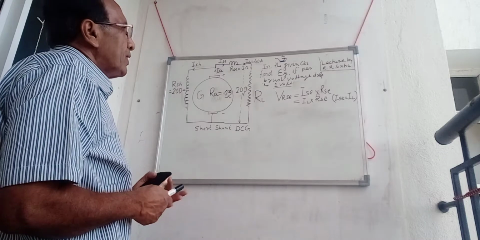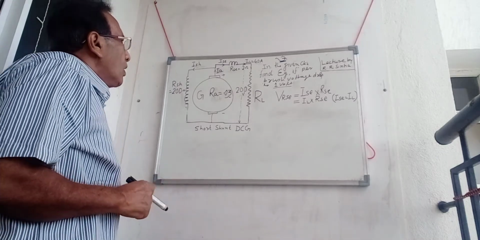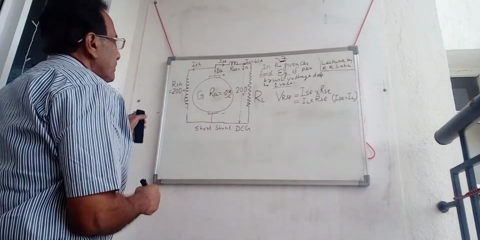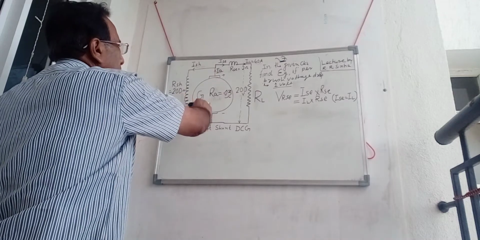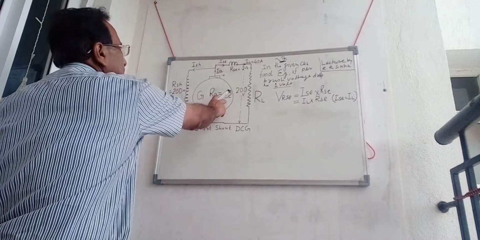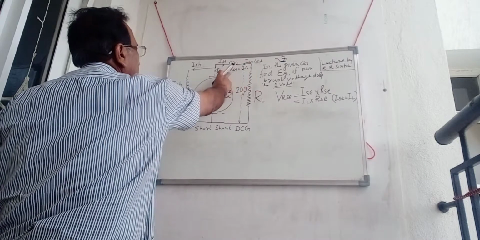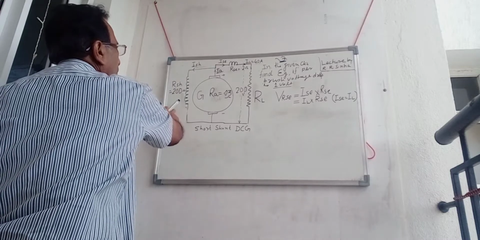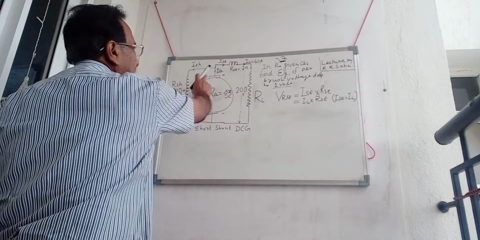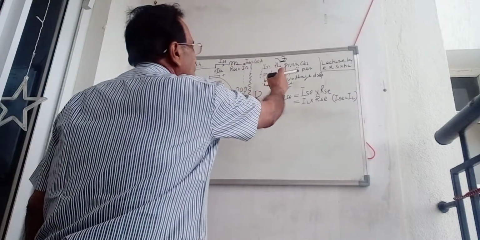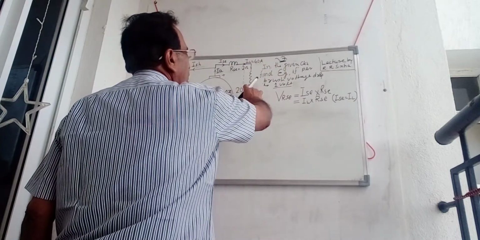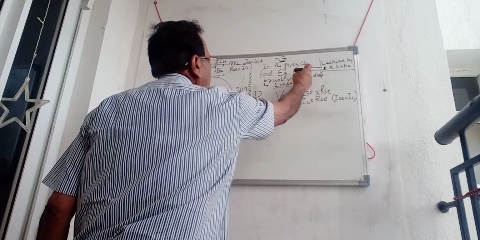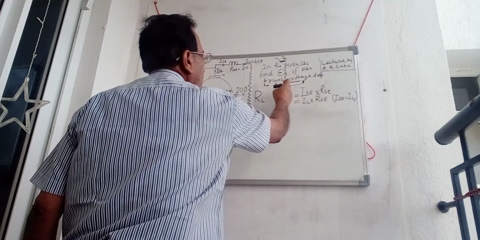Today we are solving a very important numerical on DC generator. The circuit diagram is already here. In this circuit diagram, the armature resistance is given, load current is given, series resistance is given, and shunt resistance is also given. So 4 to 5 parameters are given. Now we have to calculate the generated voltage. In the given circuit, find the generated voltage if per brush voltage drop is 1 volt.